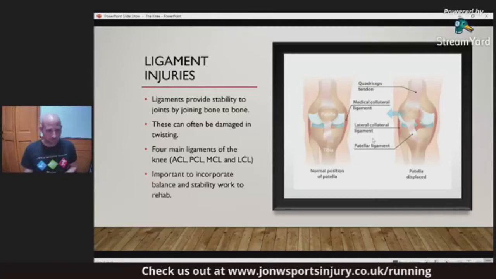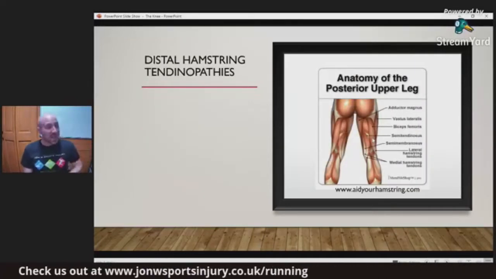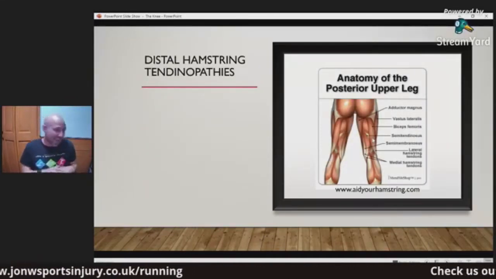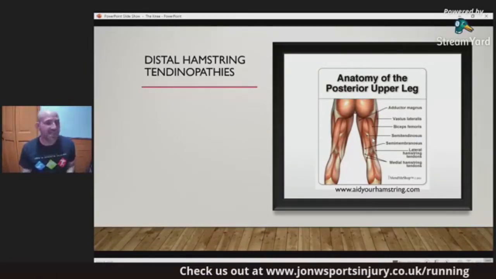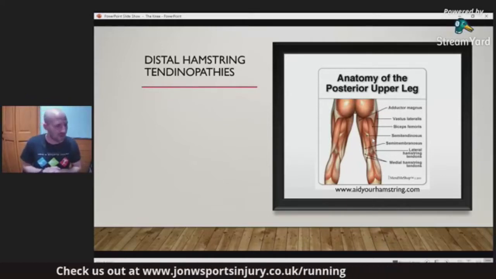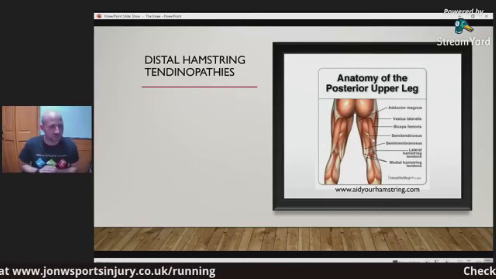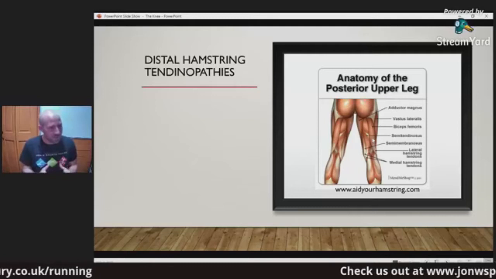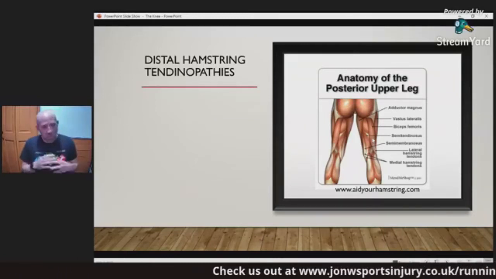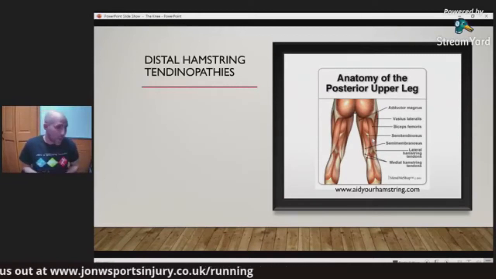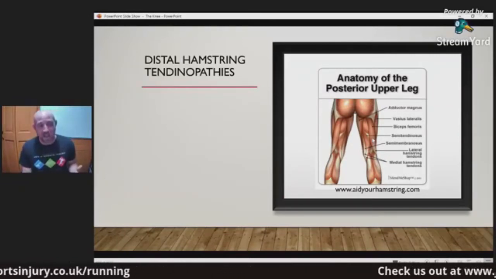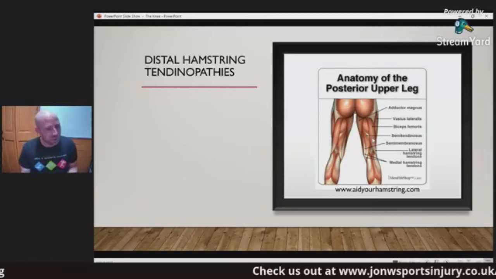Okay, so distal hamstring tendinopathies. Again, I've seen this question asked quite a lot, which is pain in the back of the knee. All of the conditions that I've spoken about so far, besides maybe the cruciate ligament injuries, tend to be front of knee pain, which is more common. In the running population we see more front of knee pain, or what we term anterior knee pain. But having said that, there can be very much back of knee pain, and this sometimes causes more confusion as to what it might be.